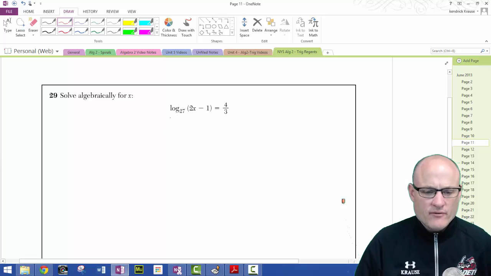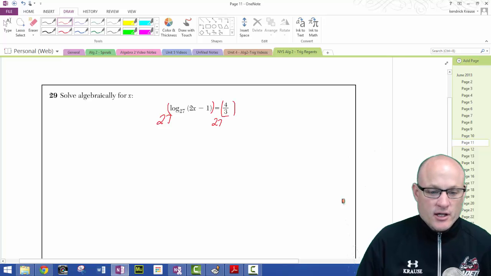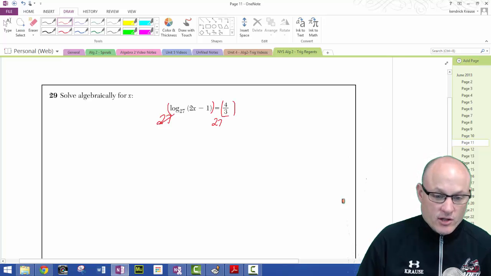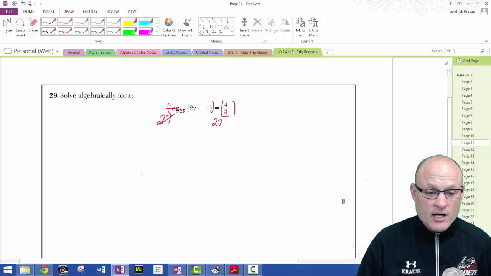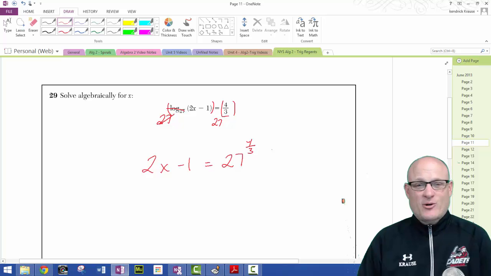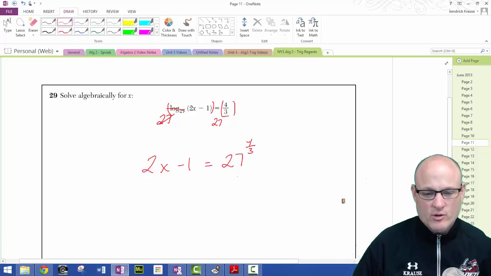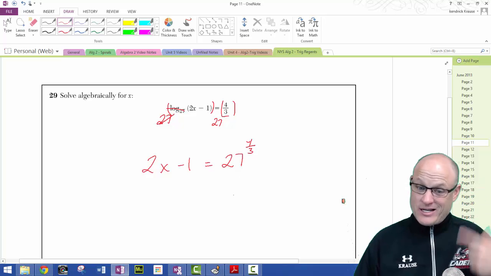So in order to solve this, you can raise this side 27 to this, and this side 27 to this. This 27 and log 27 cancel each other out. You get 2x minus 1 equals 27 to the 4/3 power. Now you can either put that in your calculator, or you can use your brain for more than growing beautiful hair. Clearly that's what I'm doing.